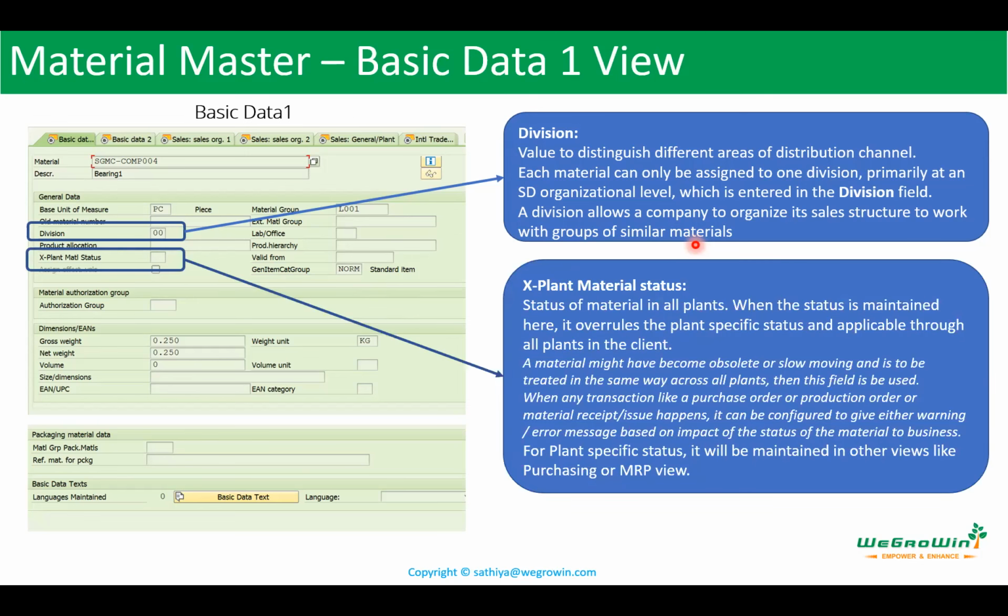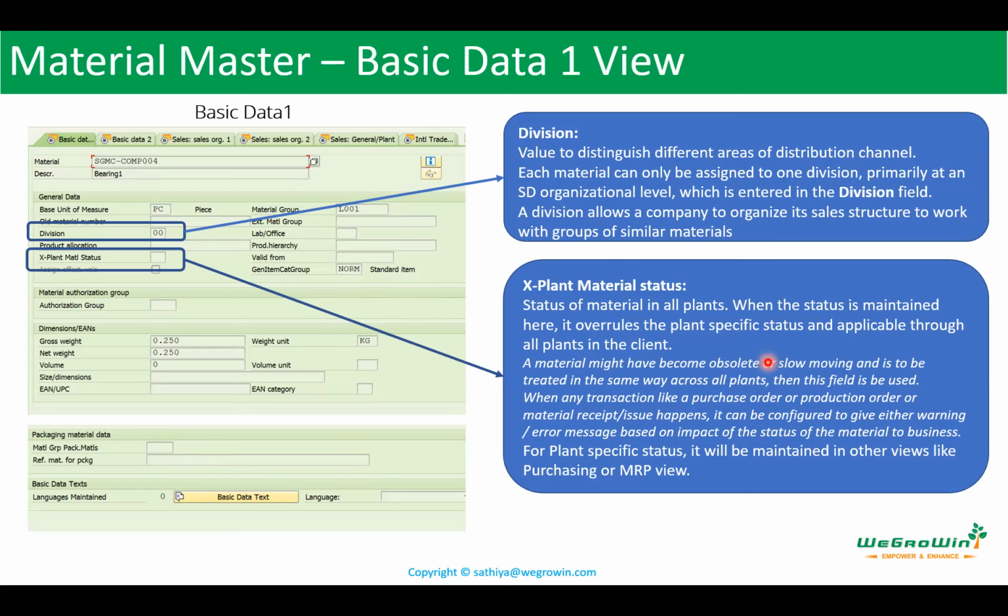Then X-plant material status, which actually means cross-plant material status. This is called cross-plant material status, which means if I apply the status of material here, it is applicable to all the companies, all the plant codes. If I have any plant-specific status, it will overrule those things. So what kind of material status can we maintain?